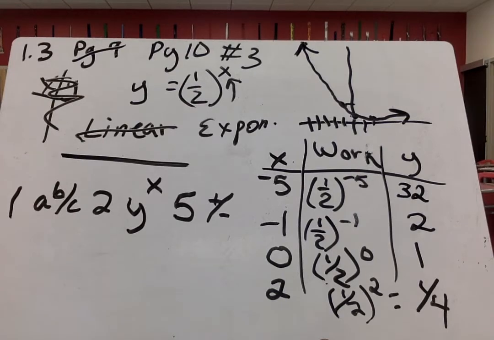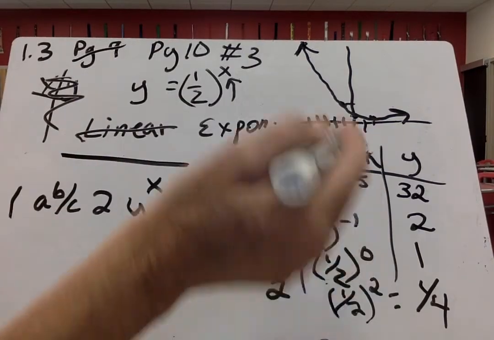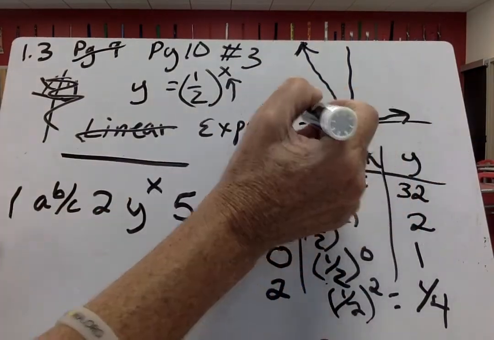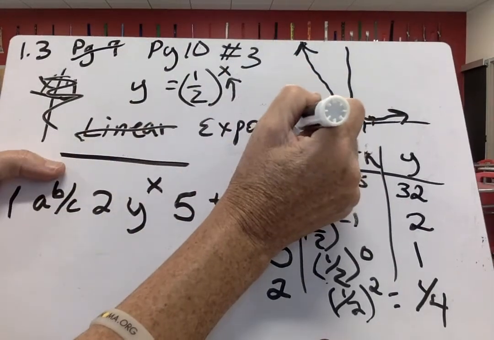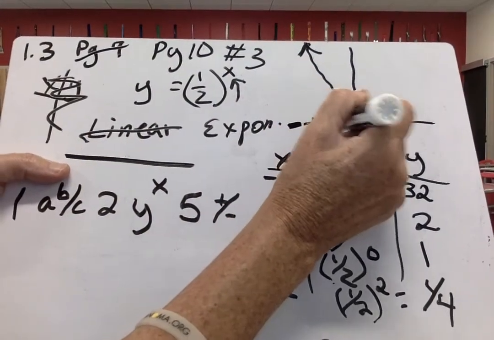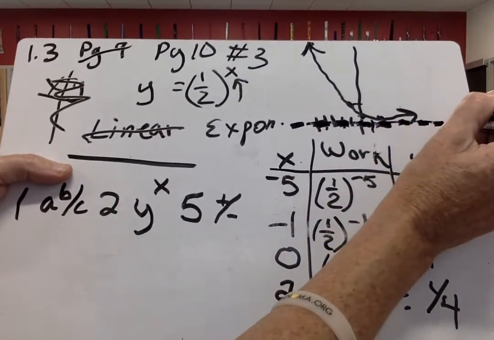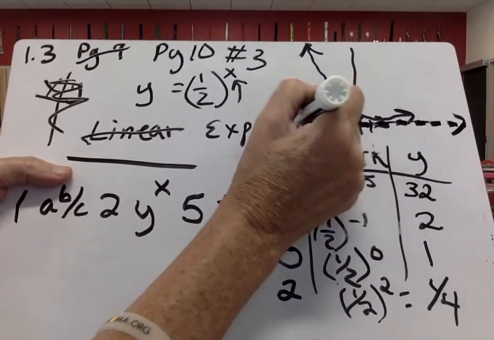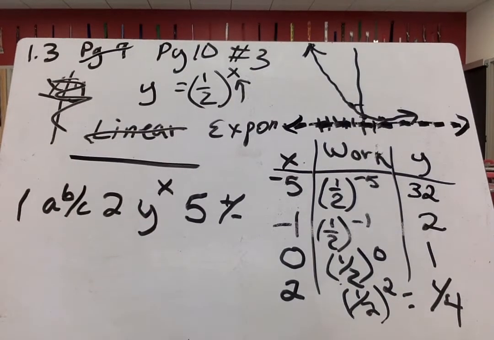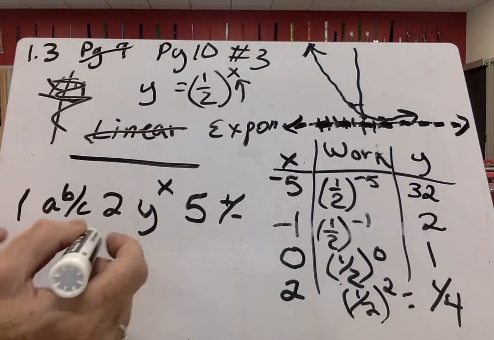And if I do more, I can see that this is going to go closer and closer, and my asymptote, or my line that it will never cross, will be the line right here. So I'm going to put a dotted line, and that's going to have arrows on both sides. And that's called the asymptote. Okay, so it's exponential.